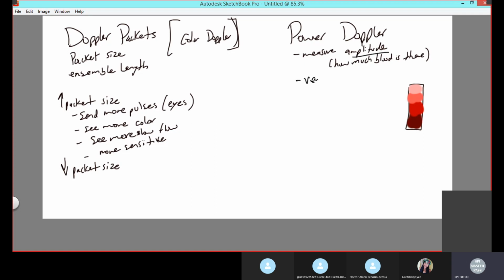It is very, very, very sensitive. So remember, when we want to see more, we become more sensitive. Power Doppler says, I am emo type of sensitive. Okay, I am the emo kid of Doppler. So this one is very, very, very sensitive. So why would you use the power Doppler? Whenever you need to at least see something, this is the guy that you use.